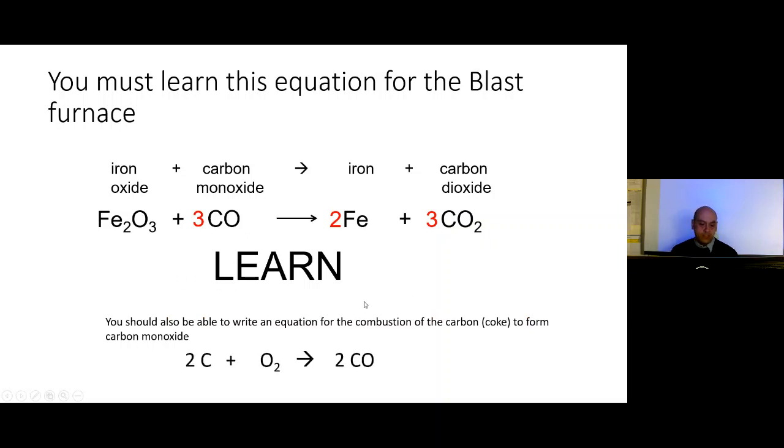And there's your equation as well, also worth knowing. So this is the formation of carbon monoxide. 2 equations for the blast furnace that are worth knowing.